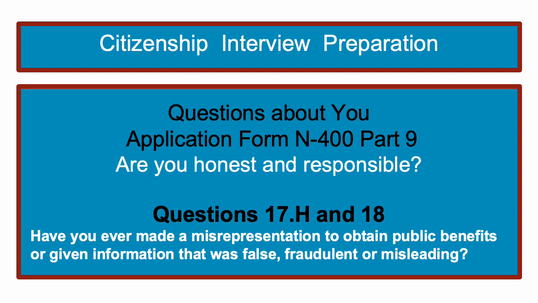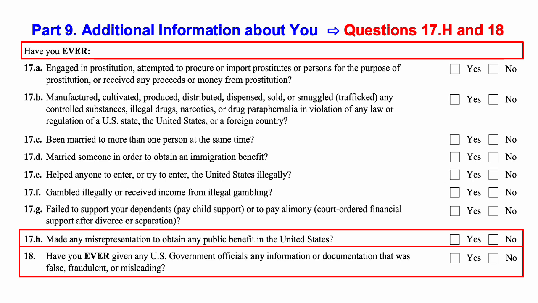Questions 17H and 18. Have you ever made a misrepresentation to obtain public benefits or given information that was false, fraudulent, or misleading? Part 9. Additional information about you. Questions 17H and 18. Have you ever, 17H, made any misrepresentation to obtain any public benefit in the United States? 18. Have you ever given any U.S. government officials any information or documentation that was false, fraudulent, or misleading?